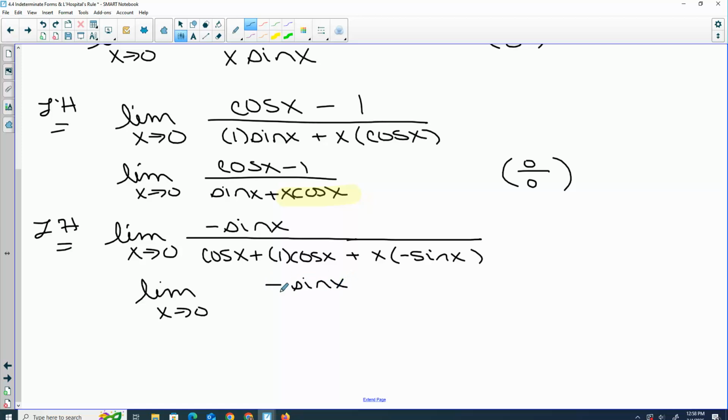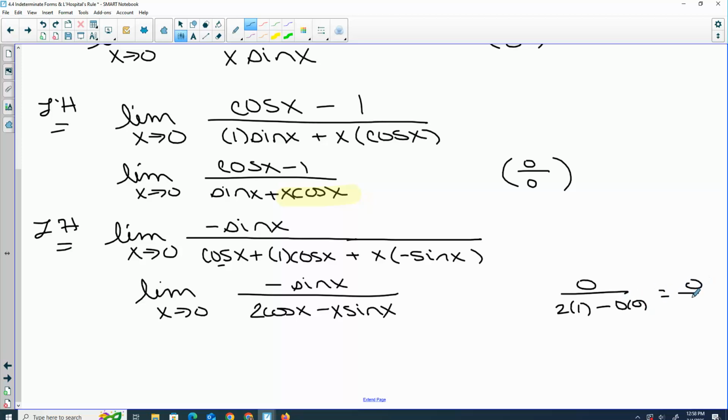Negative sine over cosine x plus cosine x would be 1 plus 1, so 2 cosine x, and then x times negative sine x is negative x sine x, over. So if I plug in 0, sine of 0 is 0, over 2 cosine of 0 is 1, minus 0 times 0. We get 0 over 2, which we can evaluate. It's 0. That was so much work to get to.